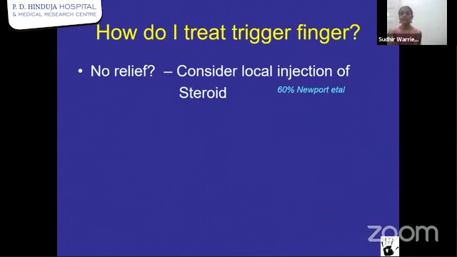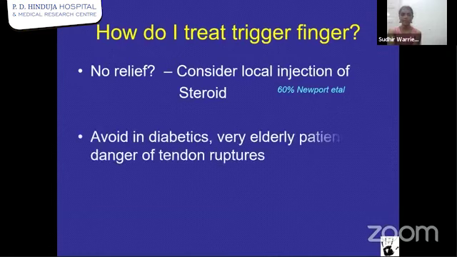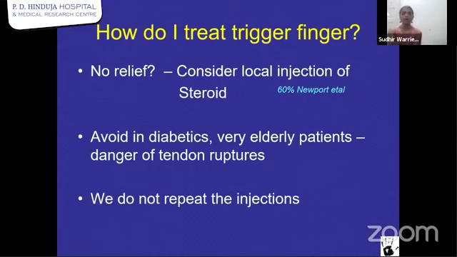Now, what if there is no relief? The second option is a local injection of steroid. Usually we use 40 mg of triamcinolone with 2% of lignocaine. But try to avoid these in diabetics and very elderly patients because of the danger of tendon rupture. And we almost never repeat an injection. So once you're giving the patient an injection, always explain it to them that the results are very unpredictable, that the patient might have relief and never get the symptoms back, or might have no relief at all.